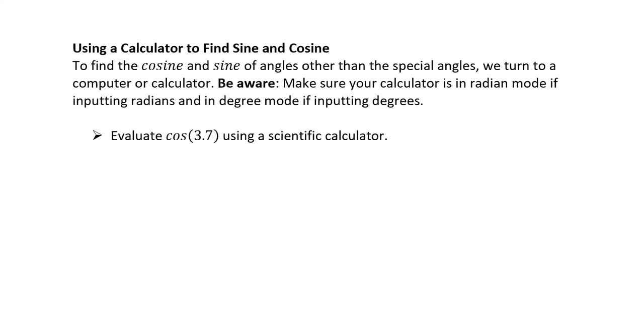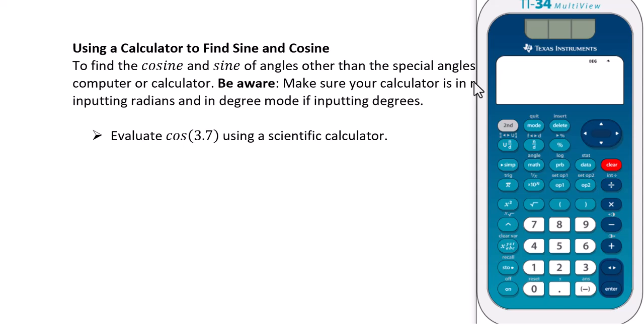Let's evaluate cosine of 3.7. That is in radians. Remember, with the absence of a degree symbol, it is assumed that this is radians. We're going to do this using a scientific calculator. All right, the first thing we'll do is check the mode, and I can see my mode here says degree mode. I need it in radian mode. So find your mode button and just move that over to where the radians is selected and quit so that you're going back to the home screen.